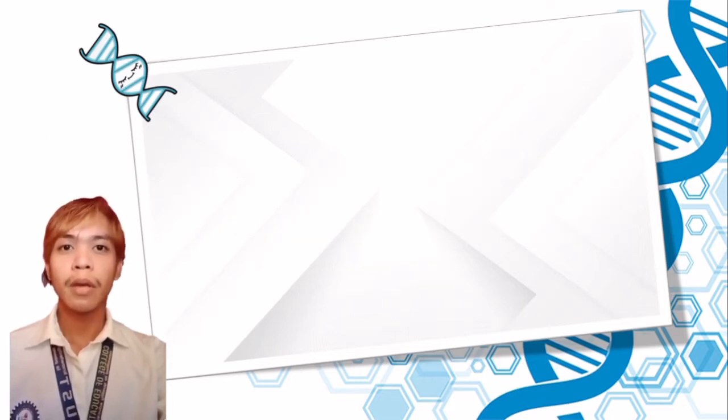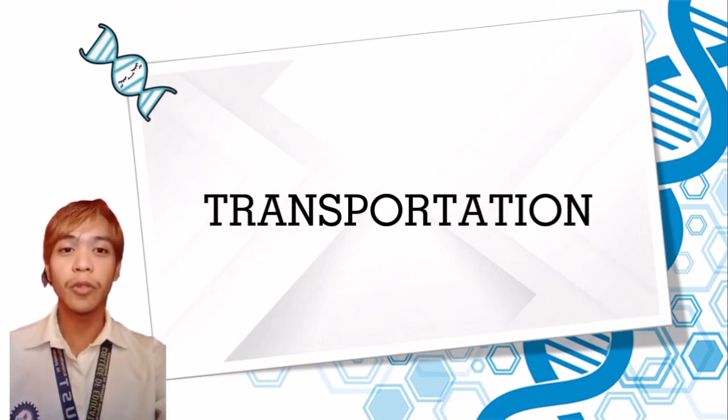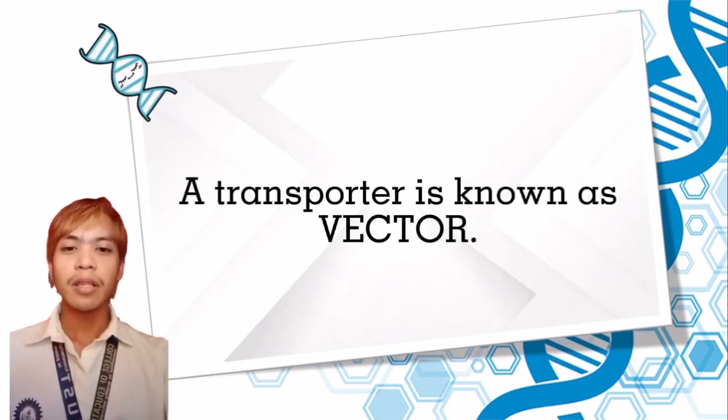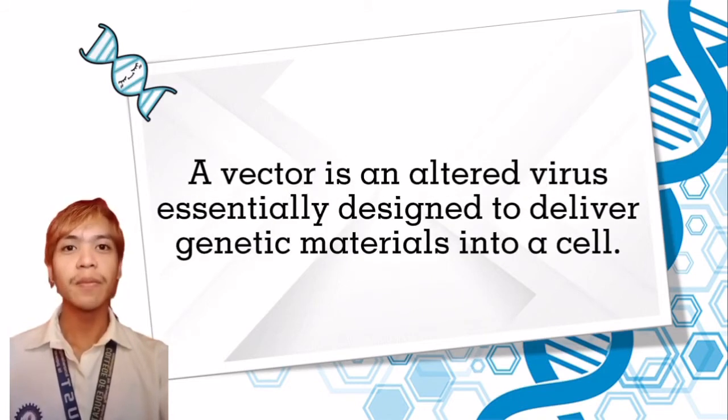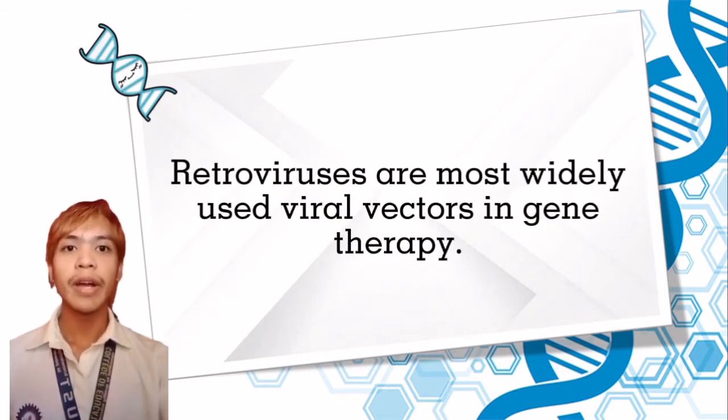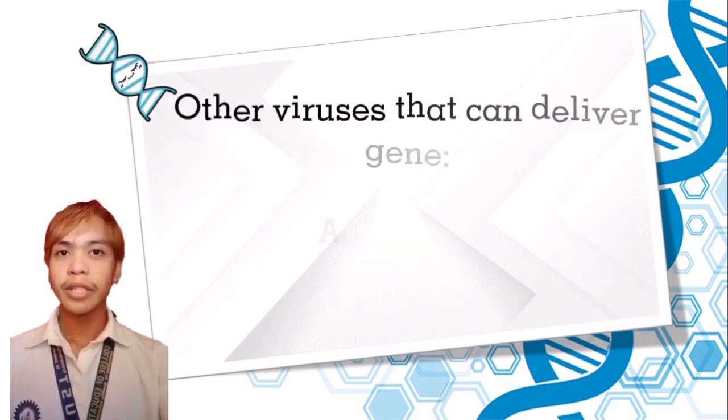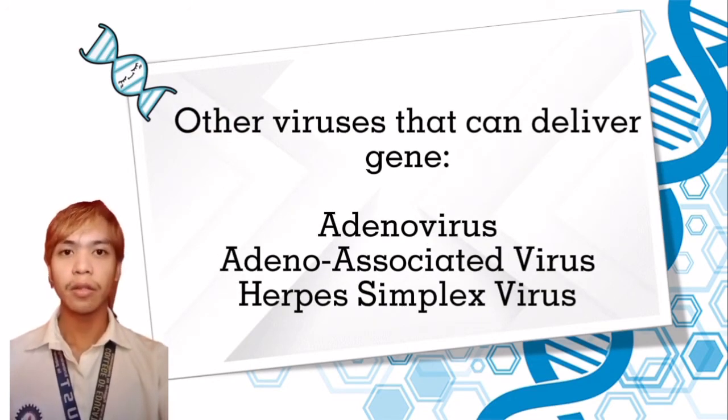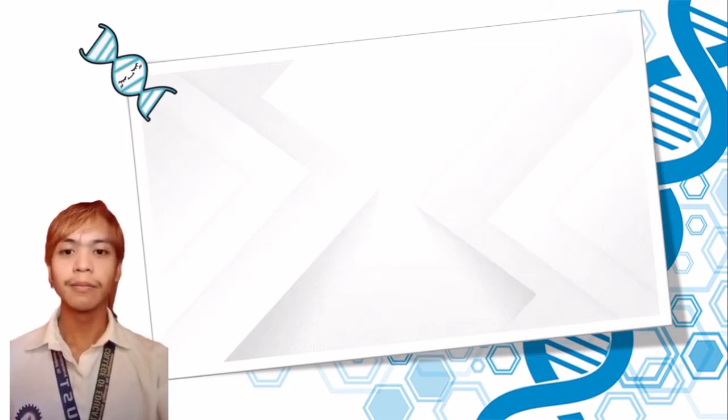In order for the gene to be distributed to the cells, the process is called transportation. In this process, a transporter called a vector takes place. It is genetically engineered to deliver the gene. A vector is made of an altered virus. Retroviruses are among the most widely used viral vectors in gene therapy. Certain viruses are also used as vectors because they can deliver the new gene by infecting the cell.